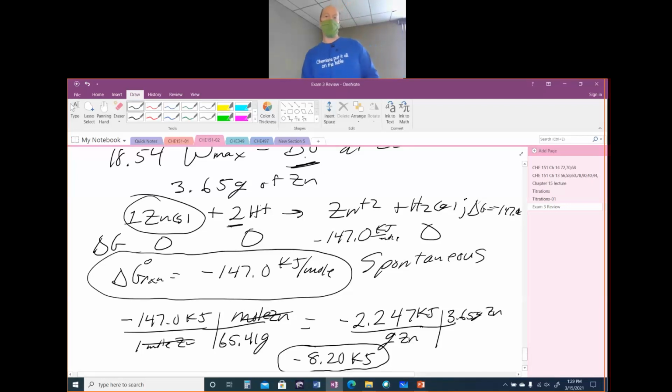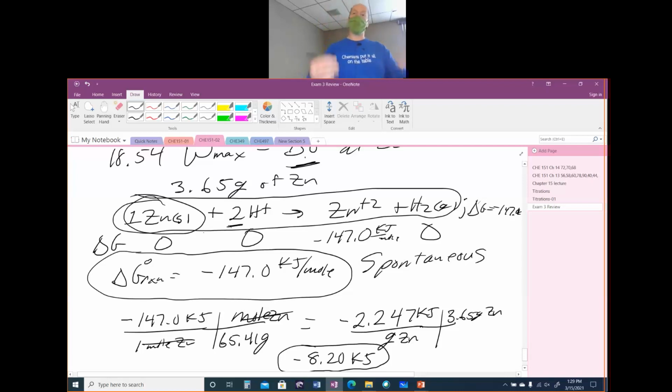And so you look at the balanced reaction just like you would for the delta H. All right, you have to use the coefficients. Zinc happened to be 1 here, so it's just per 1 mole of zinc. But if it was the acid again, you would get negative 147.0 kilojoules for 2 moles of H plus.